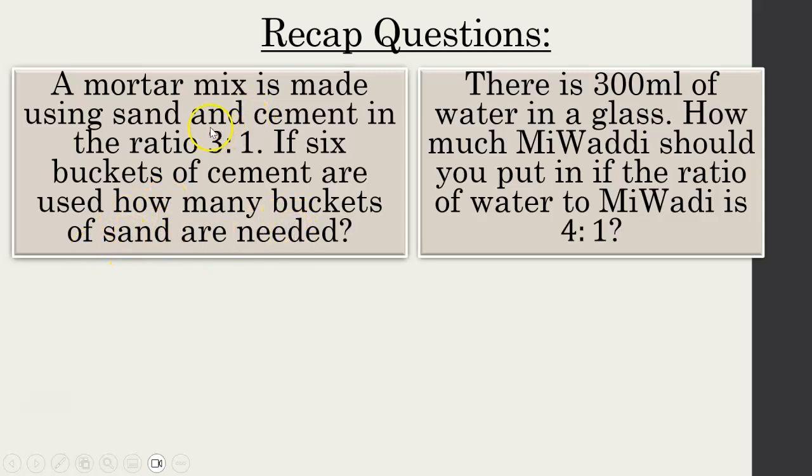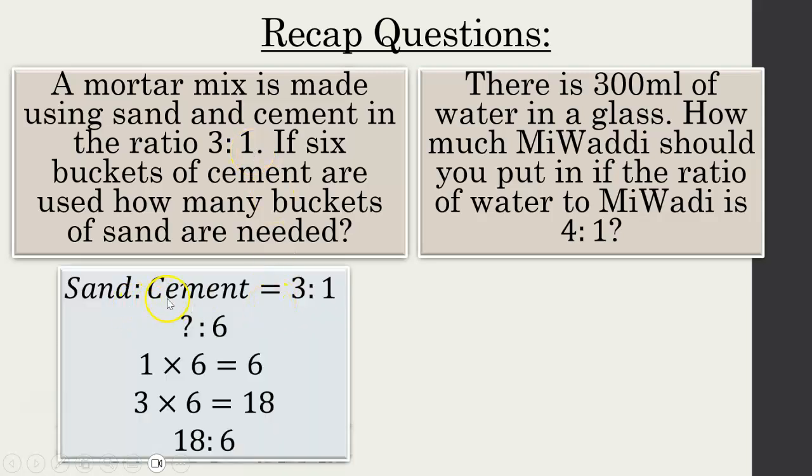So which part are we talking about in the ratio, cement? This part or this part? Well, it's the right-hand side, remember, because it's sand is to cement. So this is the 1 we're talking about. So if there was 6 buckets of cement, we're talking about 1 part cement. What if there was 6?